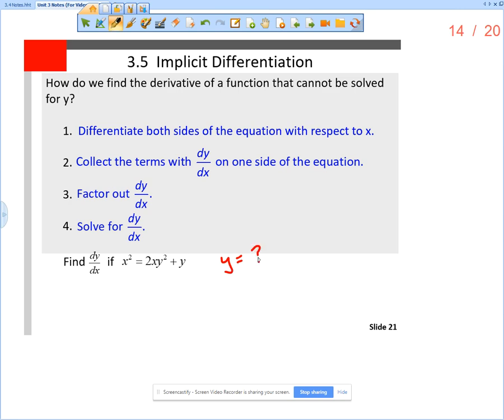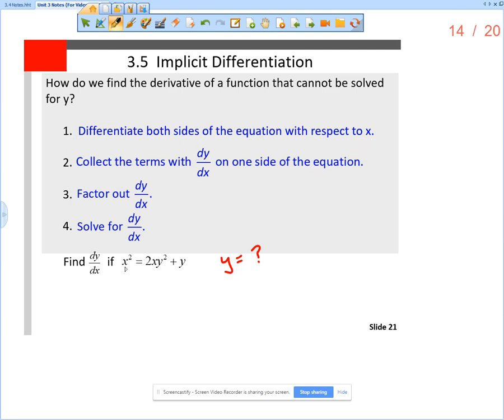So either we don't want to put it into y equals form or we can't. And so we want to use this process called implicit differentiation. How do we find the derivative of a function that cannot be solved for y, or that we don't want to solve for y? Step one is to differentiate both sides of the equation with respect to x.